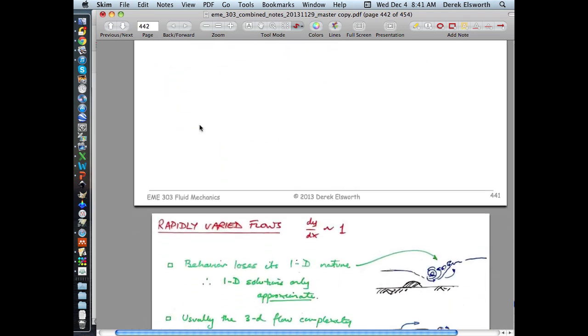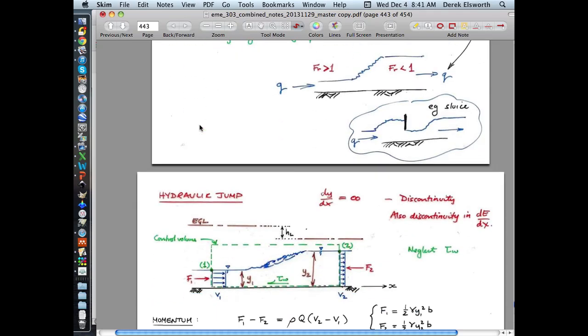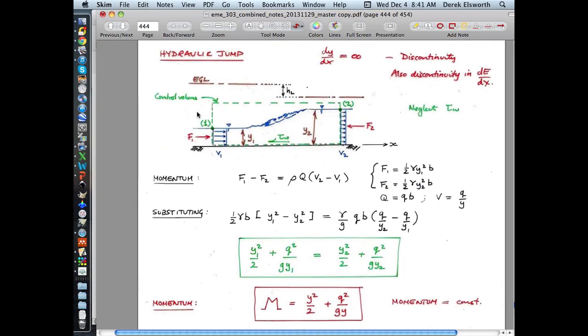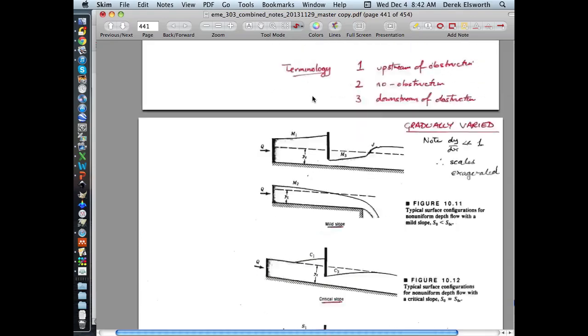So for these rapidly varying flows, the other thing that we need to do or note is that as you go from the upstream to the downstream, so this is supercritical flow, subcritical flow, that this energy grade line, instead of being continuous and having some slope to it, all of a sudden it takes a jump and it goes from some magnitude upstream to a different magnitude downstream.